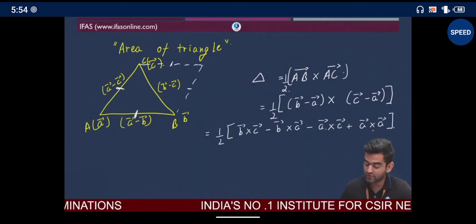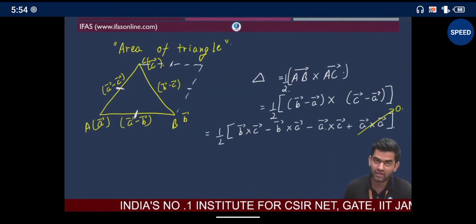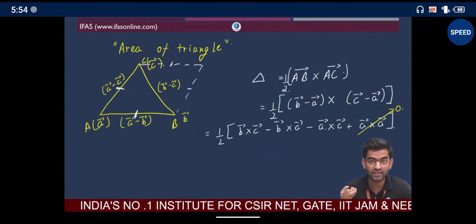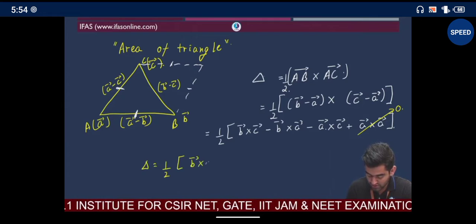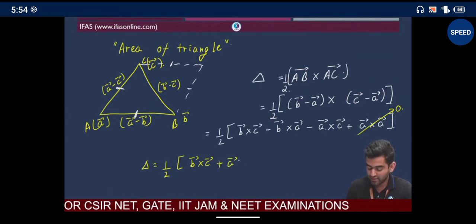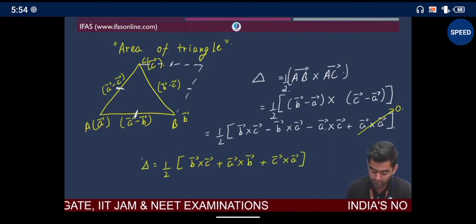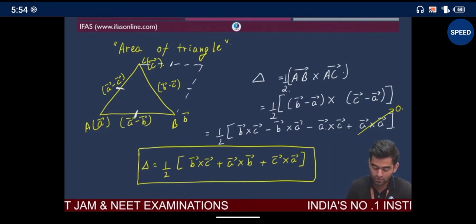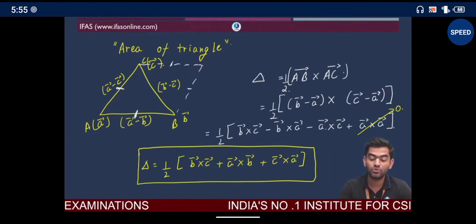Now A vector cross with A vector is simply going to be 0. Why is this 0? Because these two are parallel. A vector is parallel to itself. That's how the cross product of that particular vector with itself is going to be 0. So the area is half of B cross with C, then B cross with A with the minus sign. If I take the reverse of it, I can simply take the minus of it, which is A vector cross B vector with a plus sign, plus C vector cross with A vector. That's how it can be written. So this is the area of the triangle you need to calculate.